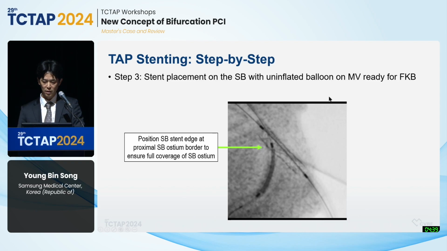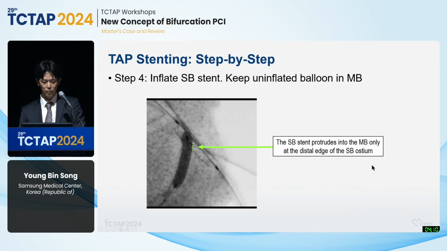And step three, uninflated balloon is advanced into main vessel, and then the side branch stent is positioned at the side branch ostium. Actually, this is the most tricky point of TAP technique. We have to carefully position the side branch stent edge at proximal side branch ostium border to ensure full coverage of side branch ostium. And step four, inflate the side branch stent while keeping uninflated balloon in main branch.